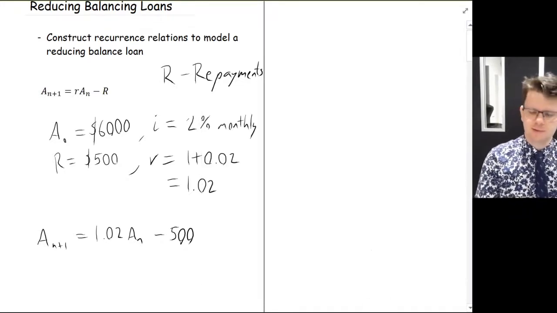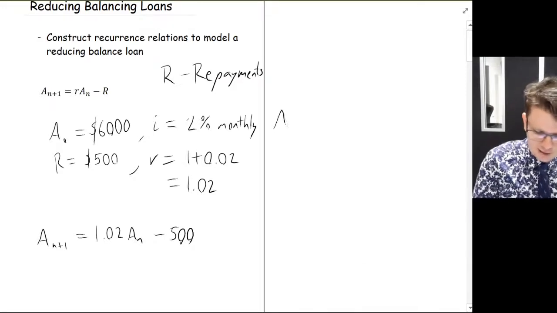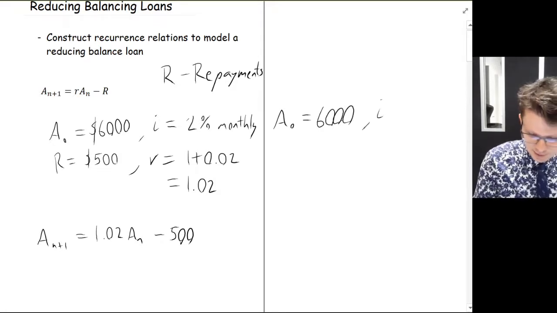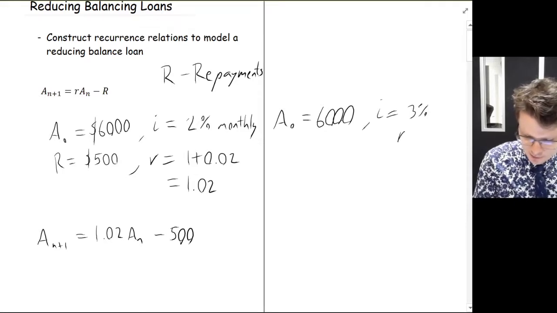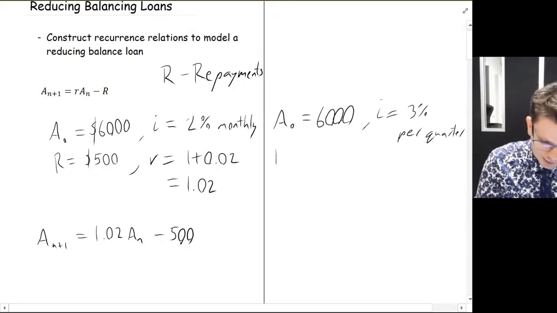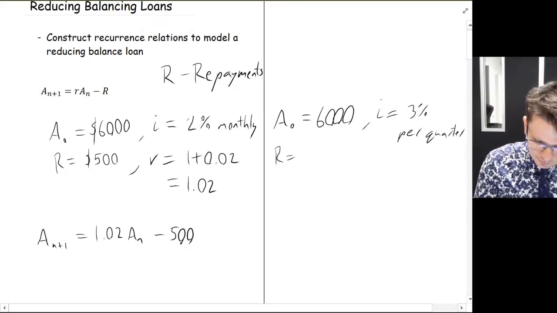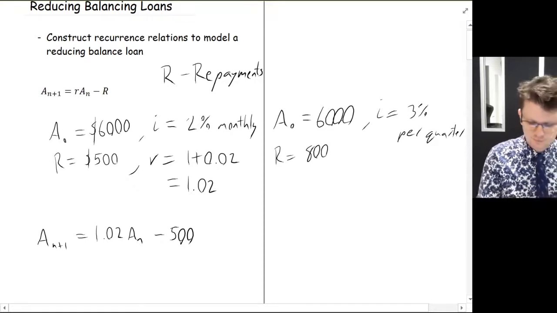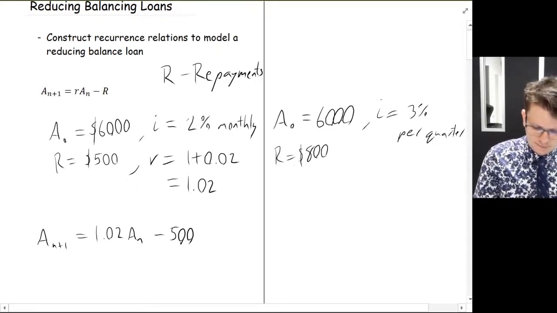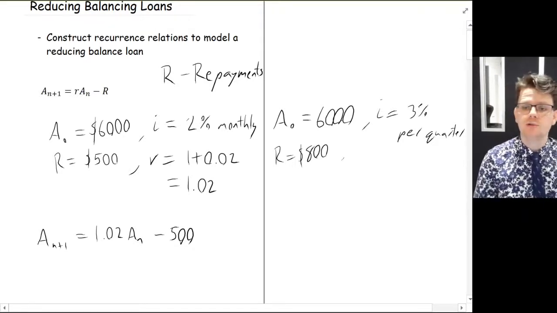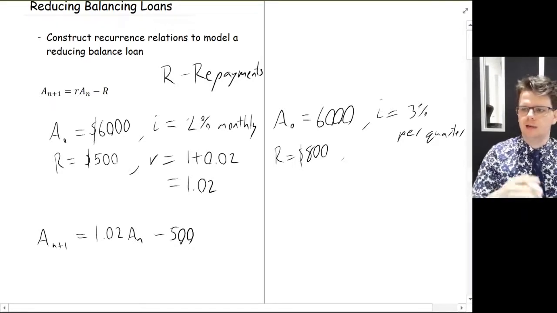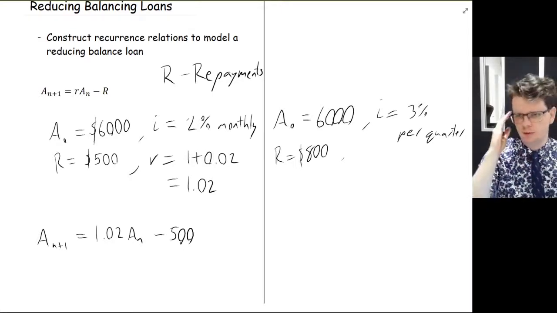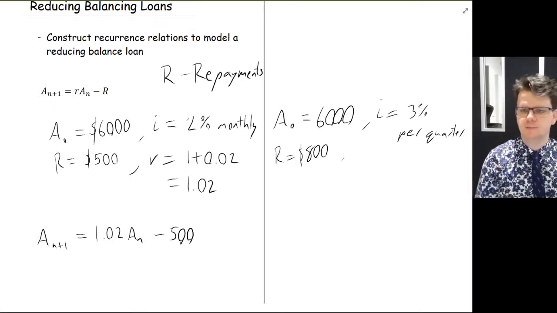Actually, I want to see if you can have a go at this as well. So let's imagine we have A0 equal to, well, we'll keep it the same, $6,000. I is equal to 3% per quarter. R is equal to $800. Could you write me a recurrence relation that will relate each value of the account over several different quarters?